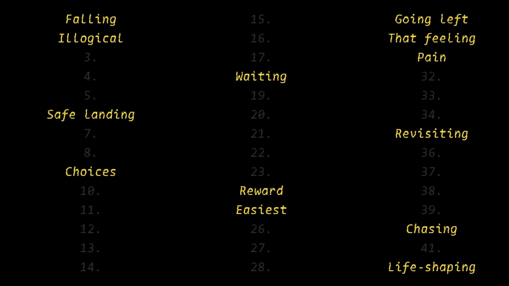So: falling, illogical, safe landing, choices, waiting, reward, easiest, going left, that feeling, pain, revisiting, chasing, life-shaping. Those are all the experiences I've had. So there's 42 experiences in total.